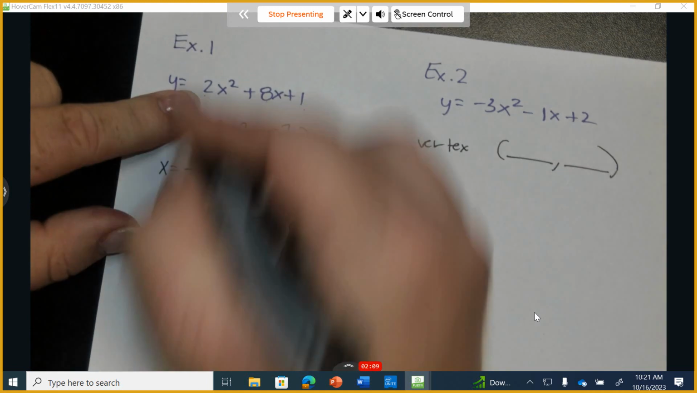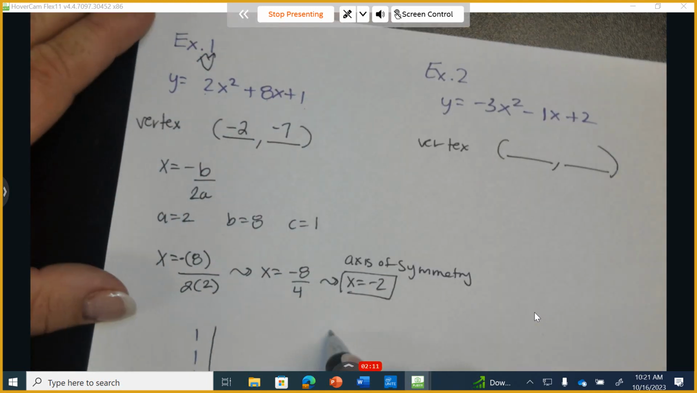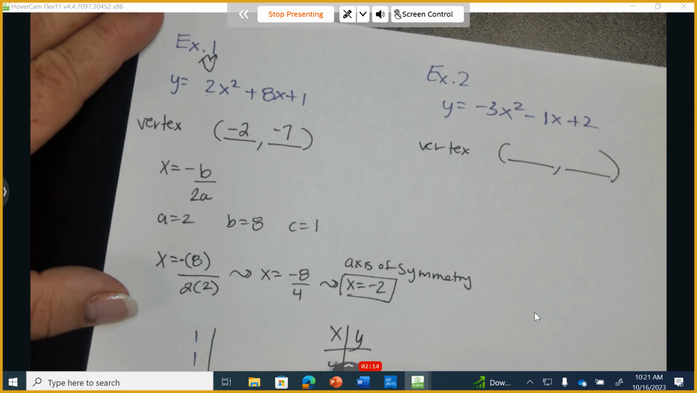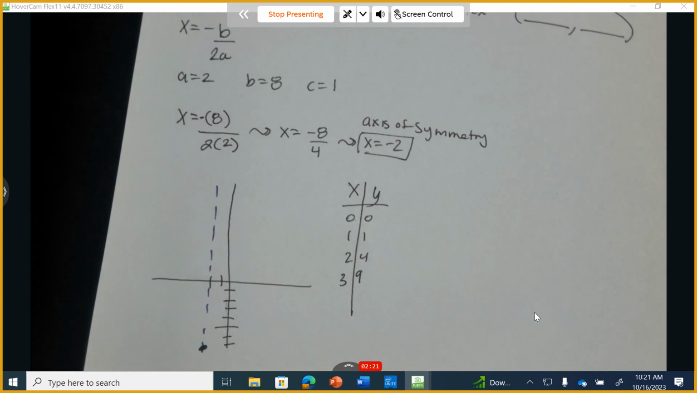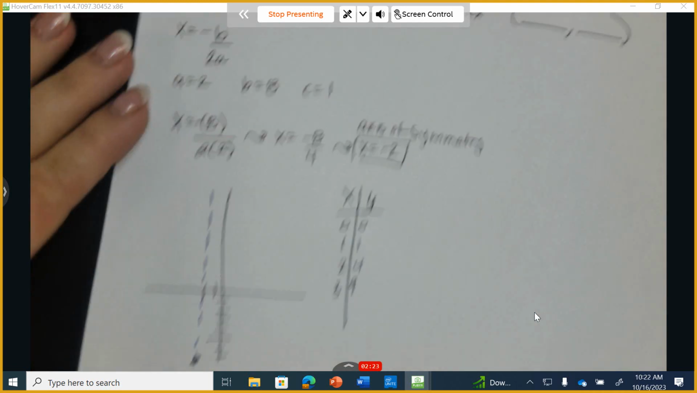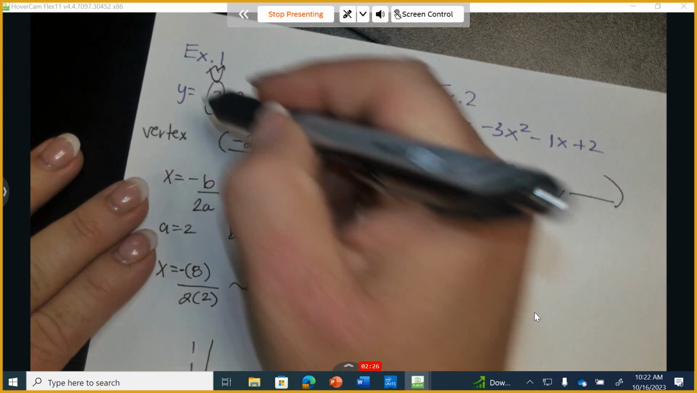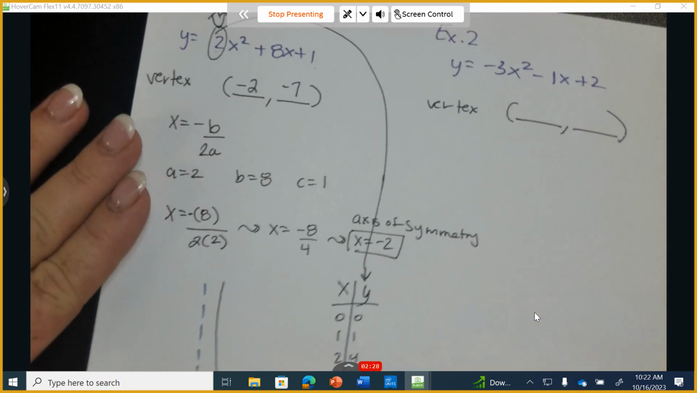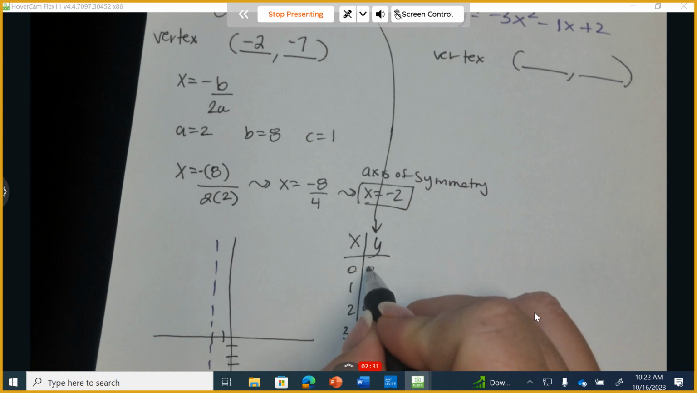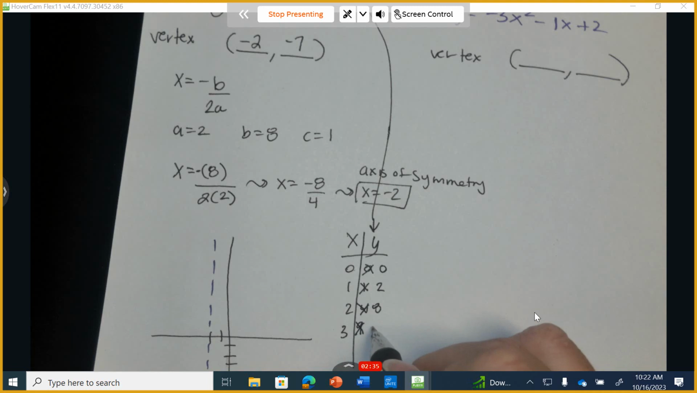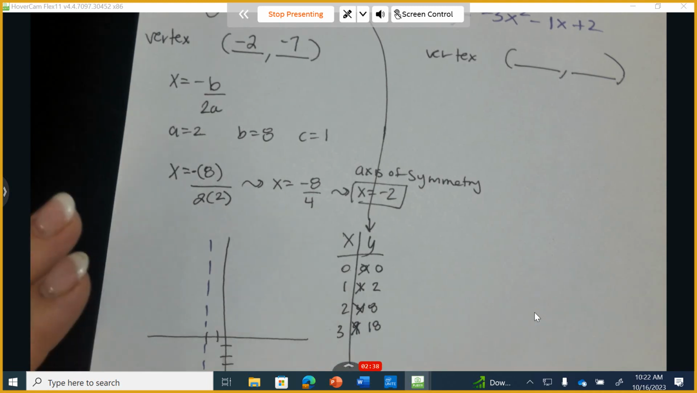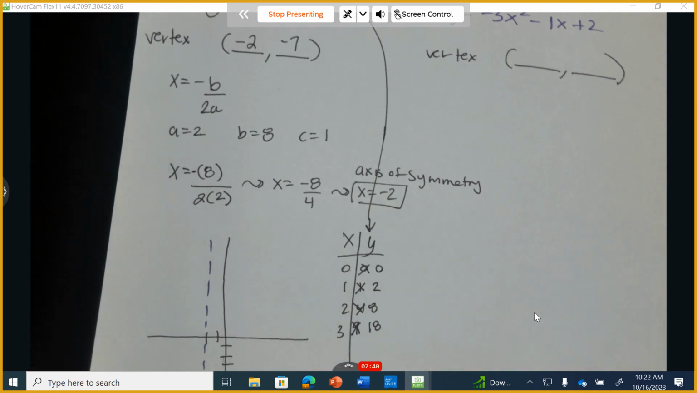I know this parabola is going to open up, and I can make a very simple table: 0, 0, 1, 1, 2, 4, 3, 9. Remember, this is the pattern that we always use when we are constructing a parabola. Now, we do have to change that. Whenever this number is anything other than positive 1, we always have to multiply the y's. So 0 times 2 is still 0, 1 times 2, 4 times 2, and 9 times 2. That helps me construct an accurately shaped parabola.